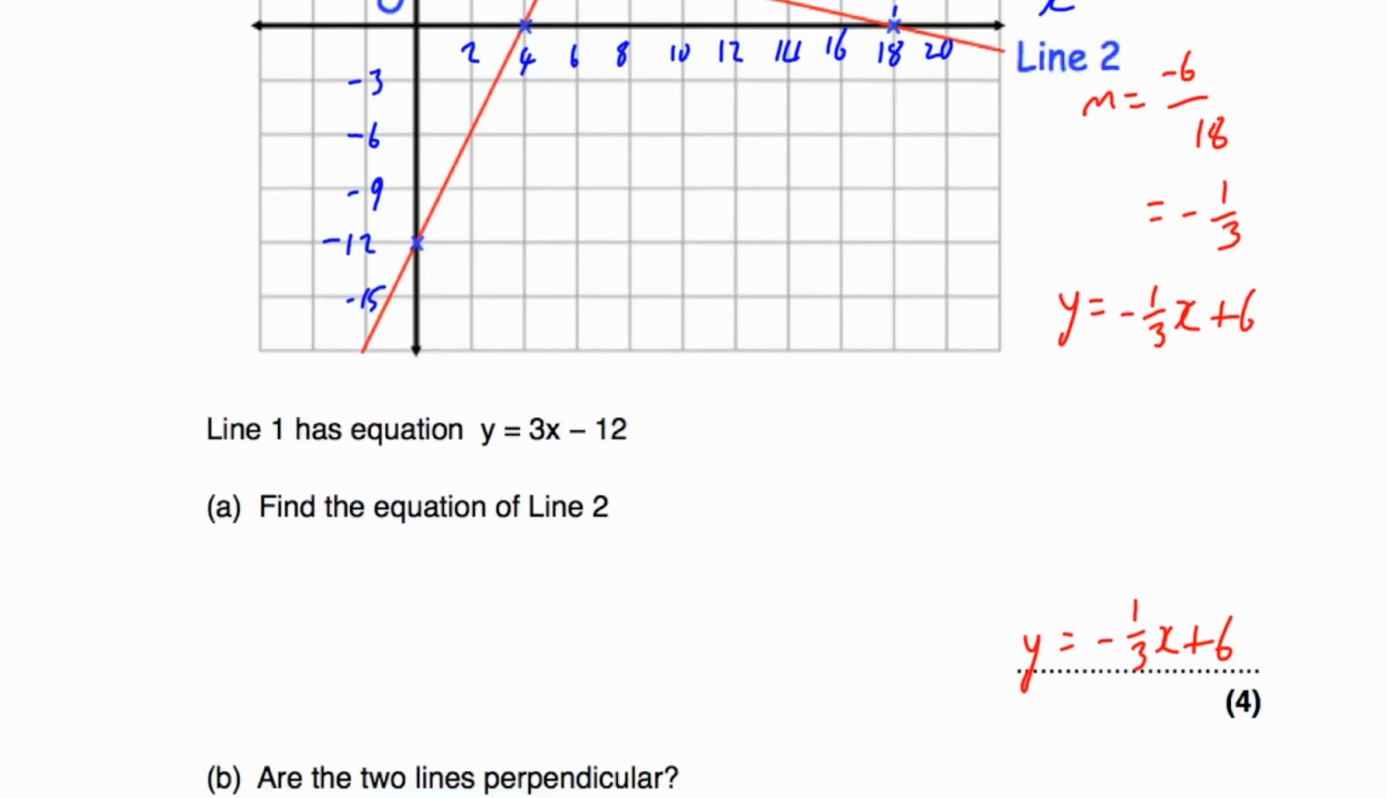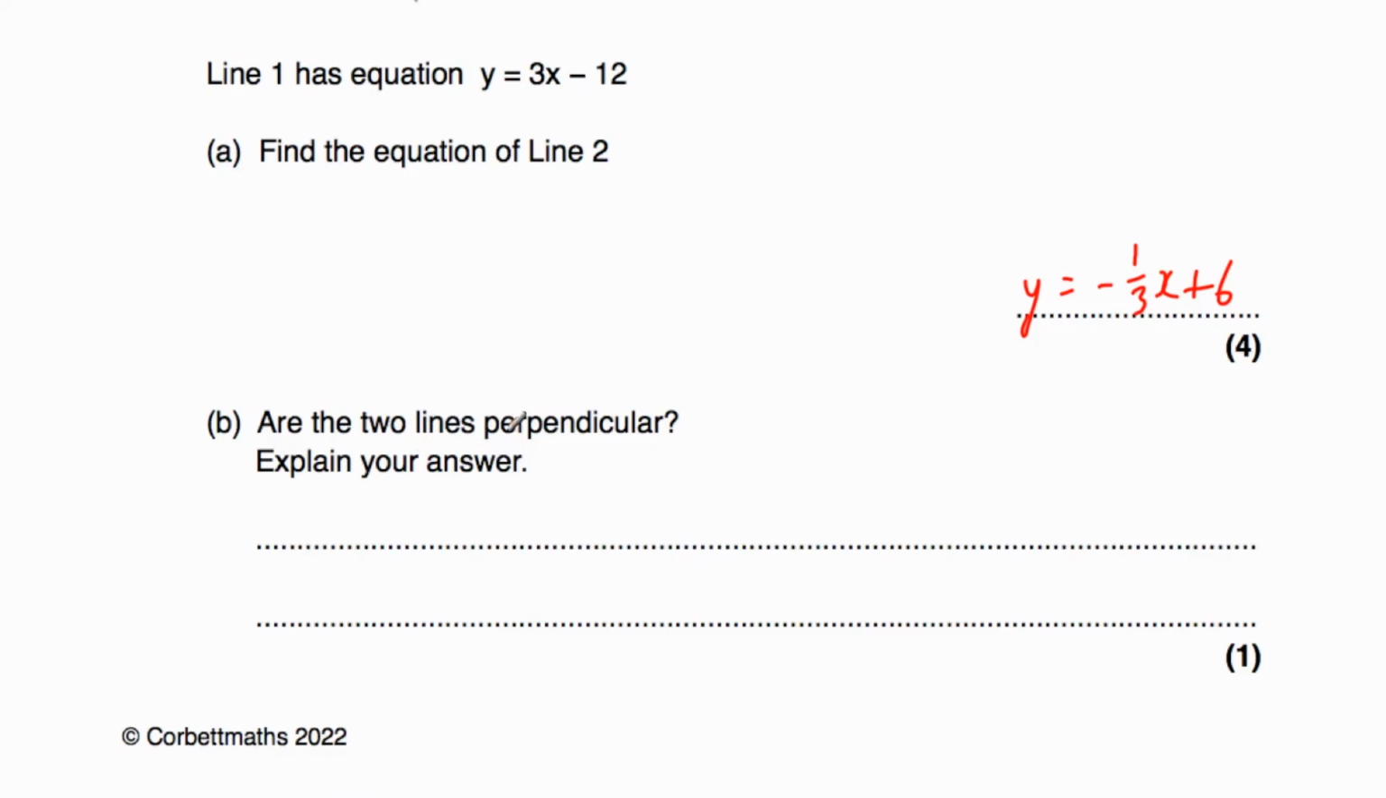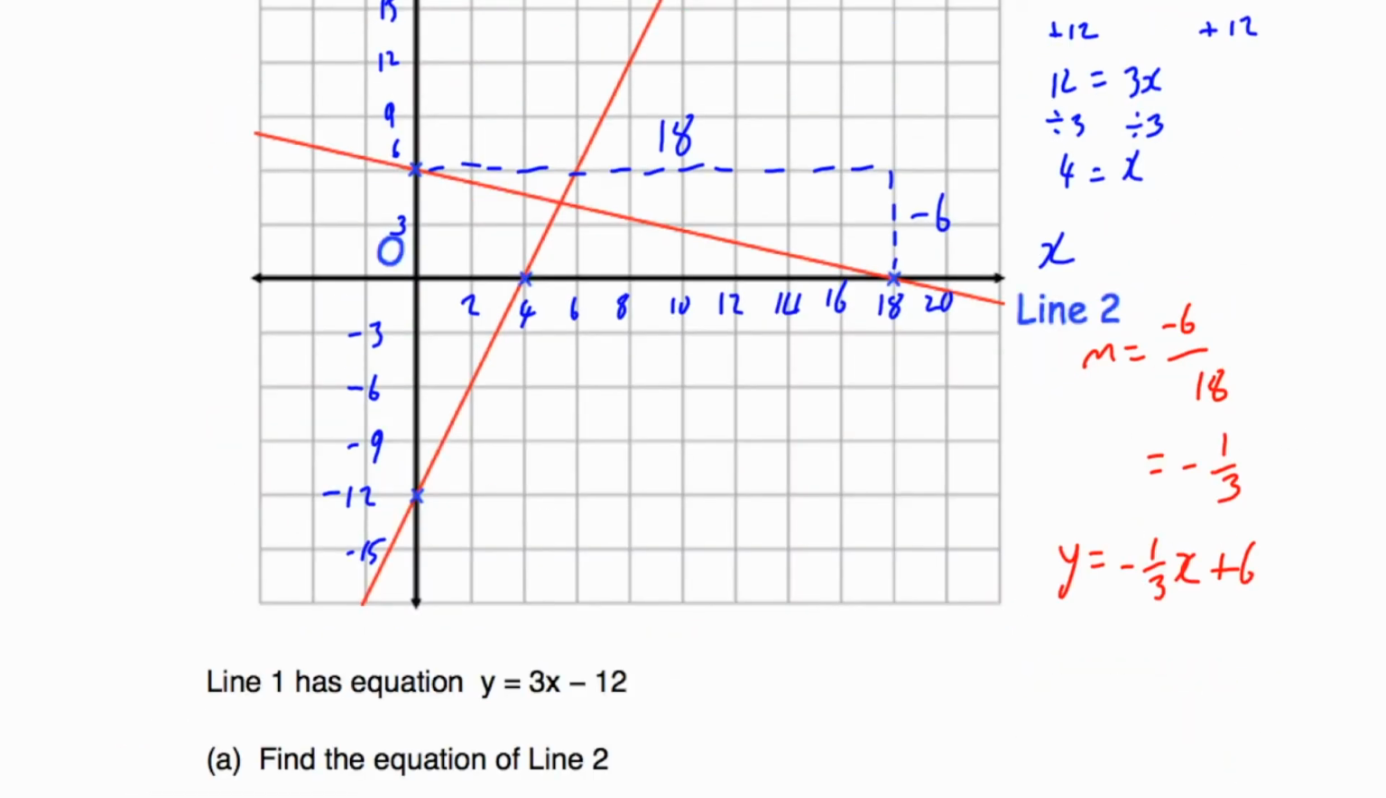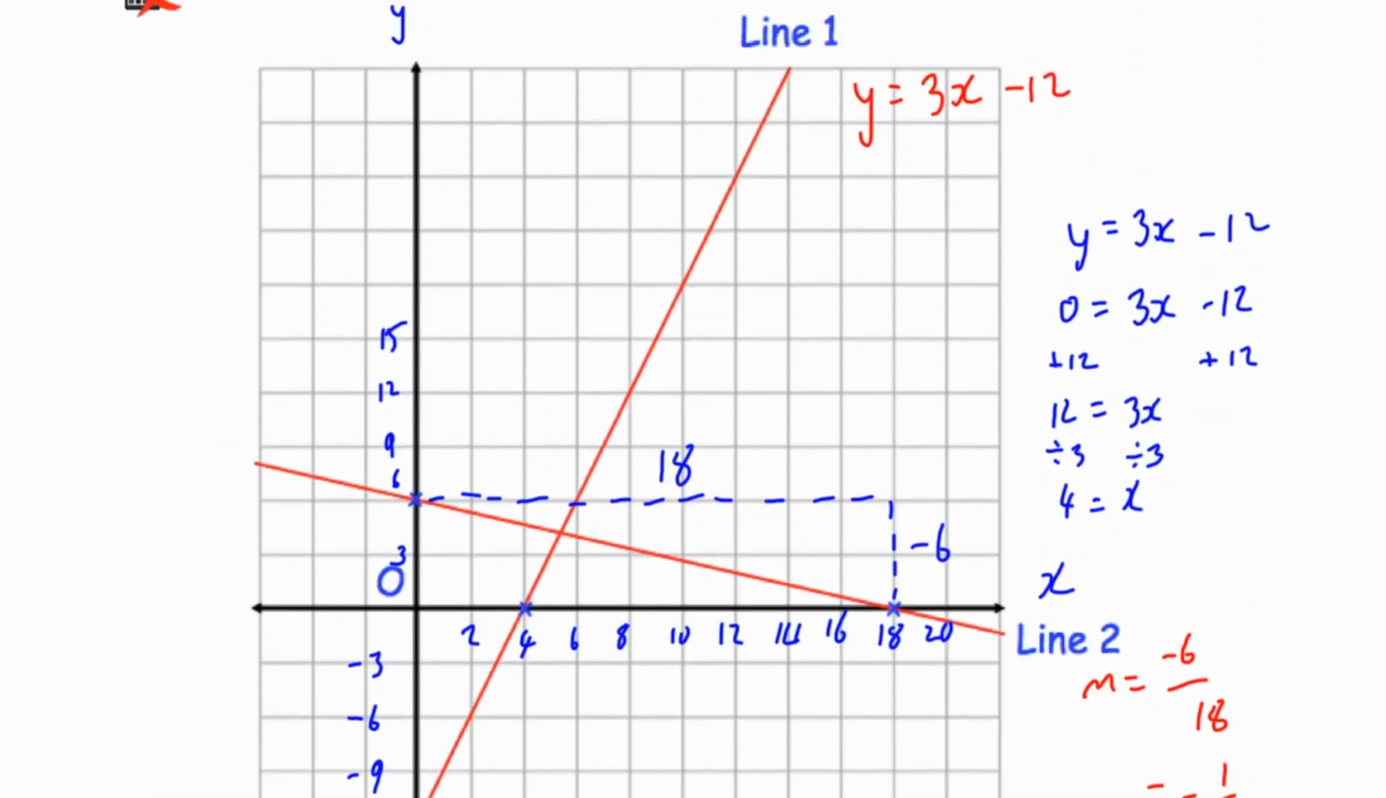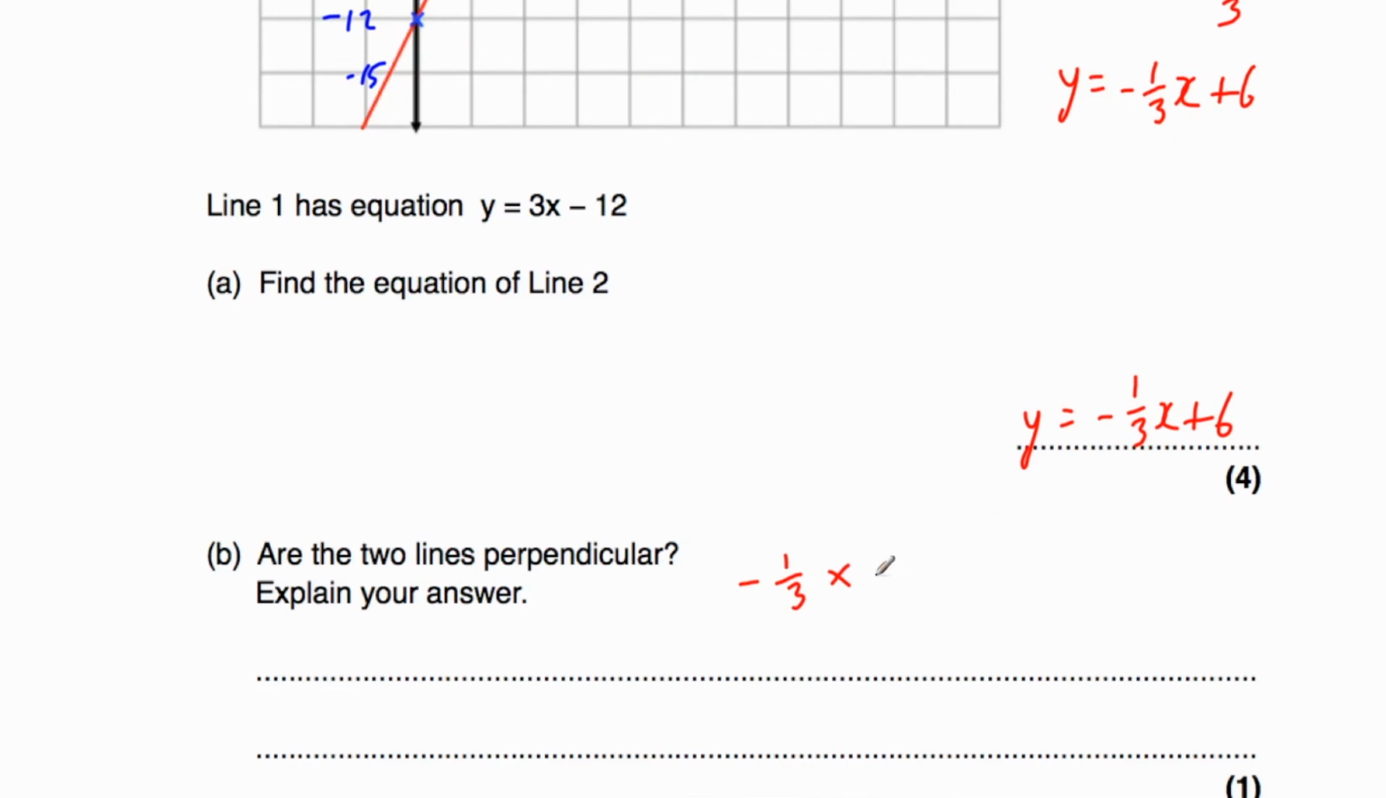Okay, let's have a look at part B. Part B says, are the two lines perpendicular? Well, if they're perpendicular, their gradients will multiply together to give us negative 1. So the gradient of line 2 is minus a third. And then if we multiply that by the gradient of the other line, which was 3, let's see what we get. So we've got minus a third times 3.